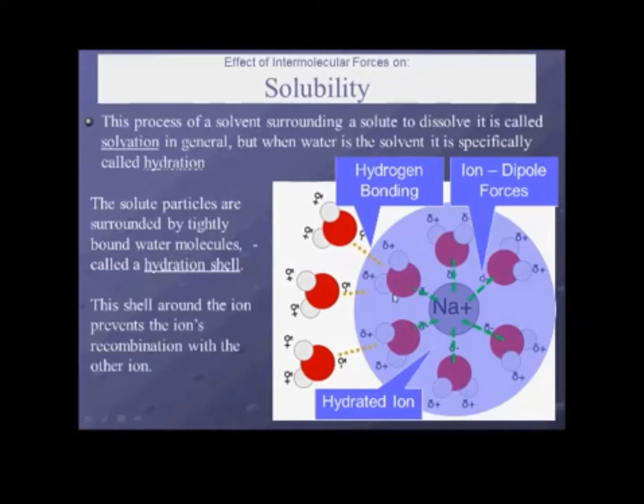Now because our ion is surrounded by this shell, this barrier of water molecules, if it were to bump into another, say, chloride ion, well, that also has a protective barrier of water molecules around it. So the likelihood of those combining together and reforming, it helps prevent that from happening.